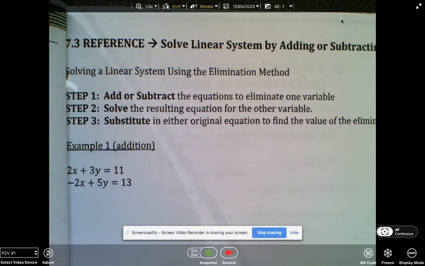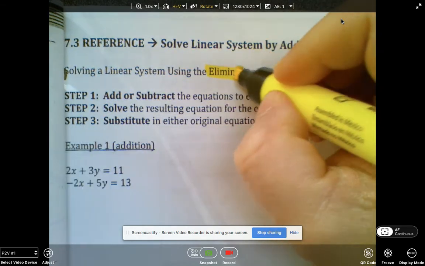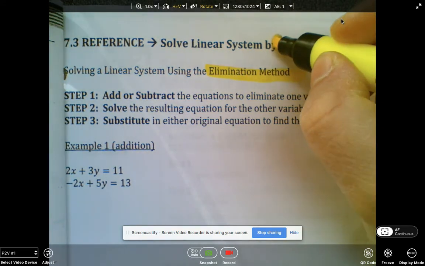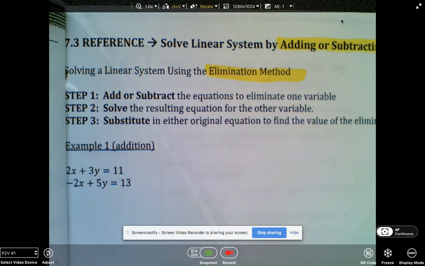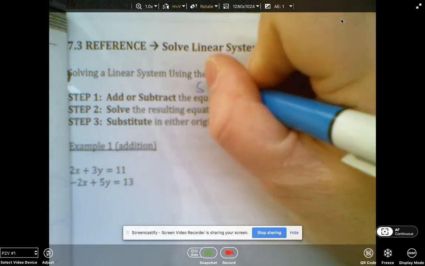All right, in today's video reference section 7.3, we're going to learn how to solve linear systems, a new method, and this new method is basically the elimination method. And we're going to start with just adding and subtracting the two equations. Now, before you start technically any of these steps, you have to make sure your two equations are in standard form.